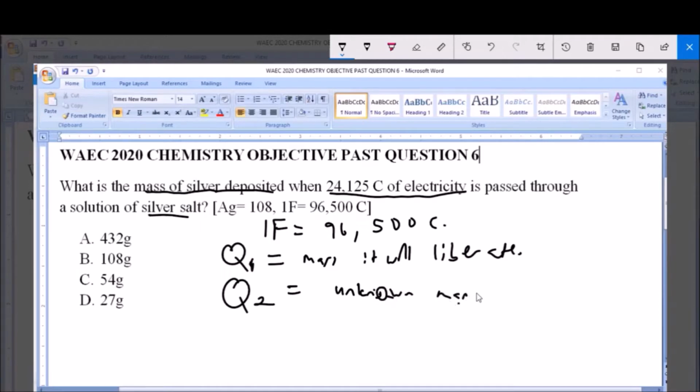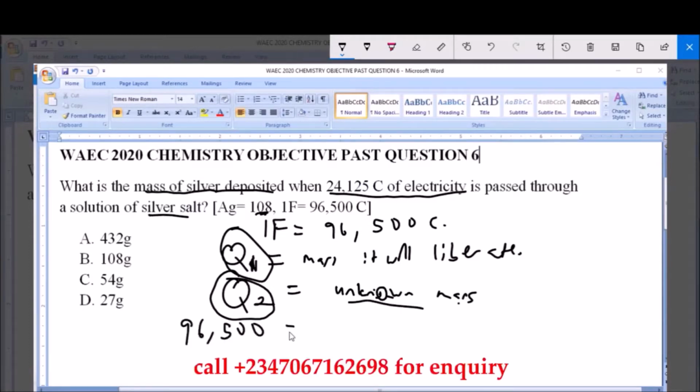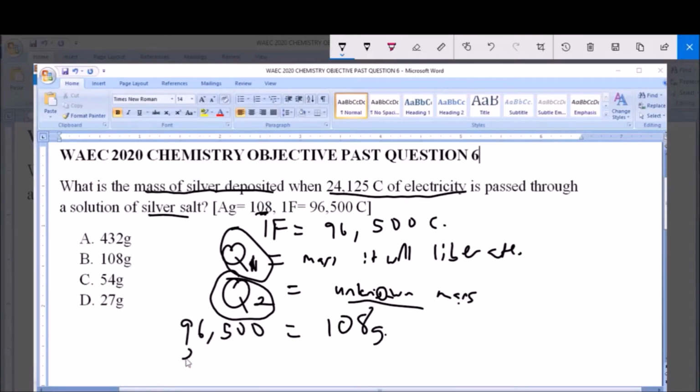So as it stands, we have the standard procedure, we have the standard liberation, that is 1 Faraday, 96,500 coulombs, which is Q1. You have it liberating 108 grams of silver as the standard, and you are also given a second quantity, which is 24,125 coulomb, to find the mass it liberates. So if you put that down, the first quantity 96,500, the standard quantity, will liberate 108 grams. So the second quantity 24,125 will liberate what mass of silver.